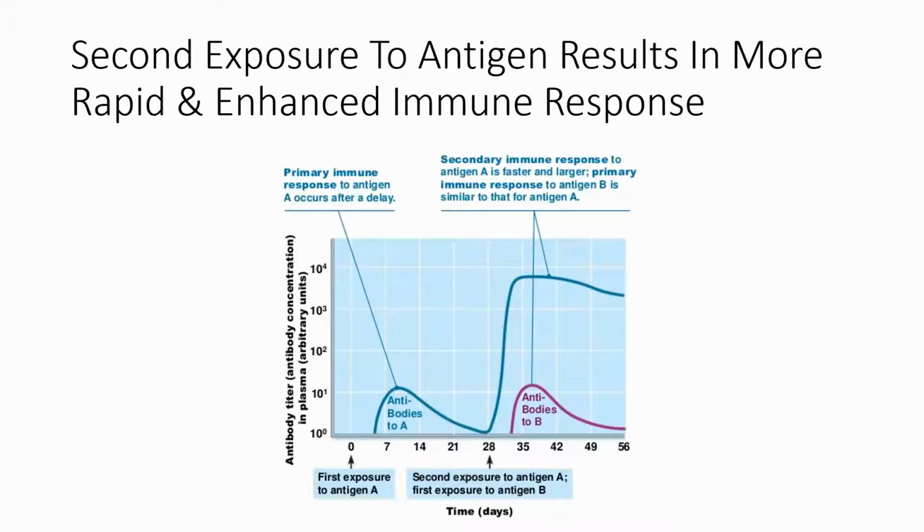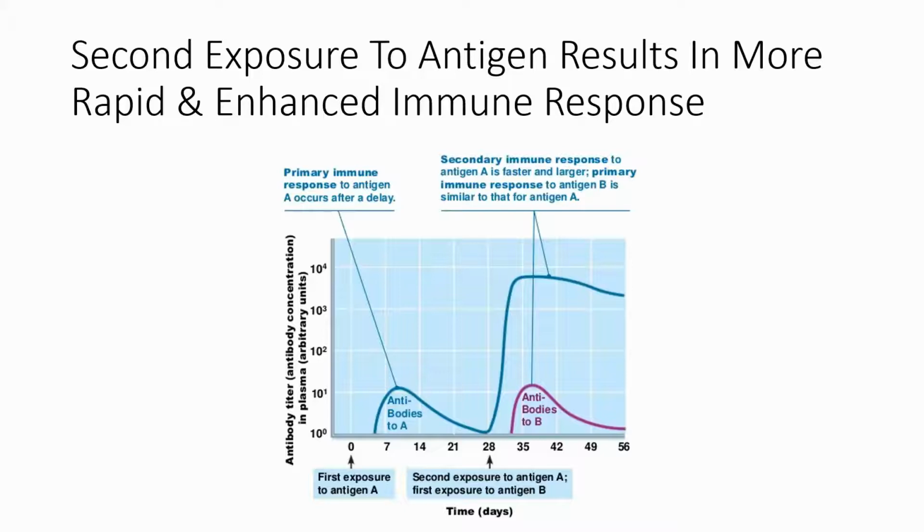But this is different for every pathogen you encounter. So notice up there we have two lines, a blue line and a purple line. The blue line is exposure to antigen A. The purple line is exposure to antigen B. Just because you have a faster response to antigen A doesn't mean you have a faster response to antigen B. That is a whole separate thing.